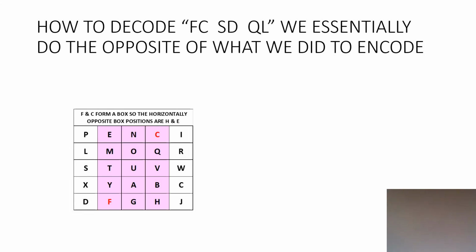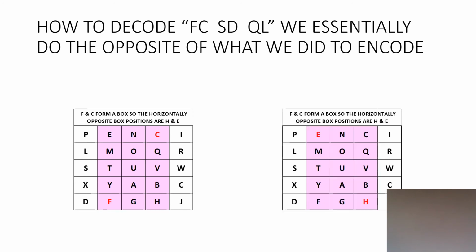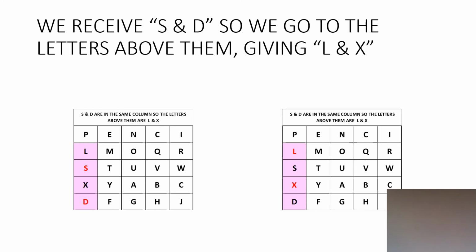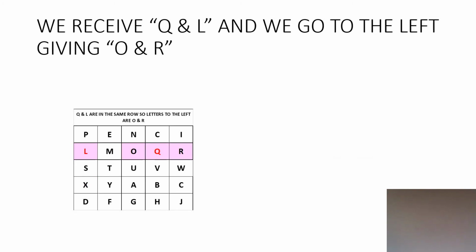So how to decode FCSDQL? We essentially do the opposite of what we did to encode it, or what the other person did to encode it. So F and C, they become E and H. Then we receive S and D, so we go to the letters above them and give L and X. Then we receive Q and L, so we go to the left, giving O and R.